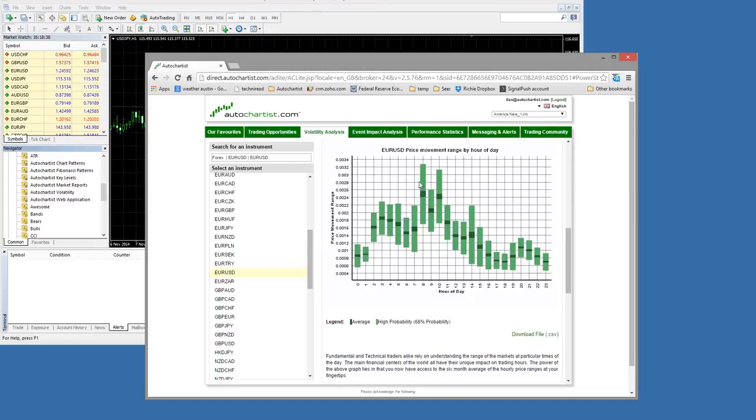Now all my times, the hours of the day, are in New York time, right? So you can see that the volatile time for Euro USD, at New York time, is 8 a.m., 9 a.m., and 10 a.m. New York time. I hope that's answered the question.